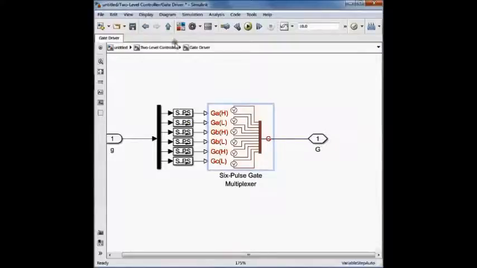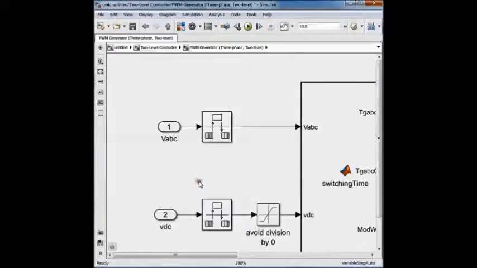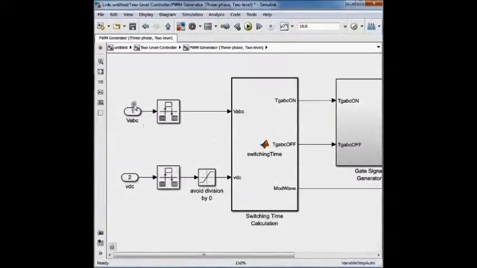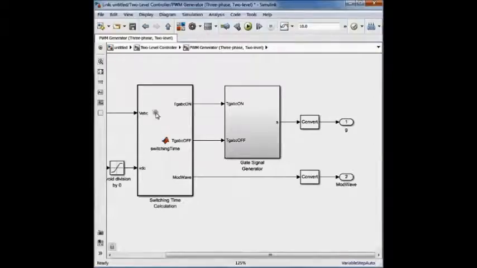It is getting multiplexed, and inside this PWM generator, here our sine wave VABC voltage is coming, here the DC voltage is coming, and a small program is written for generating the PWM signals, or converting this required voltage waveform into what is accessible by this gate signal generator.